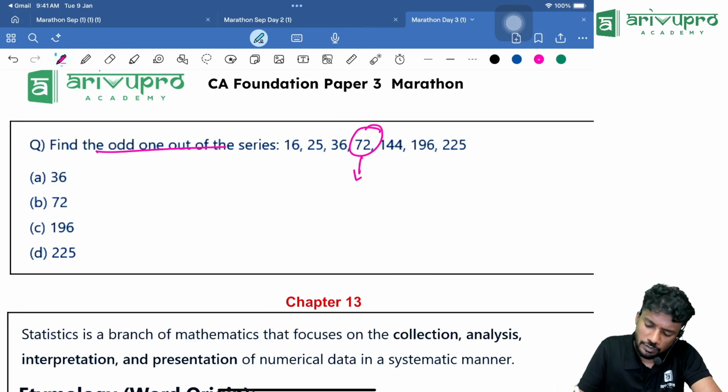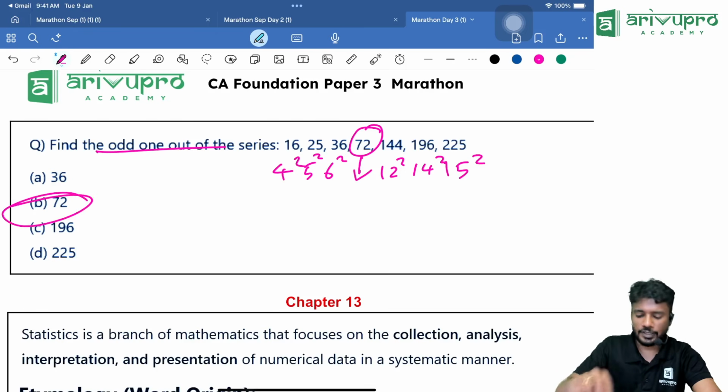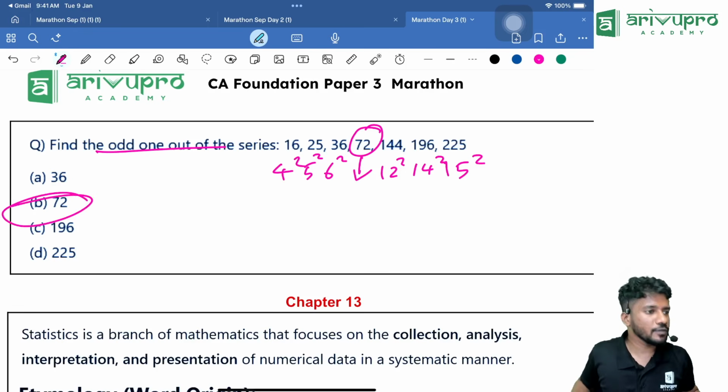Why 72? Yes, 15 square, 14 square, 12 square, 6 square, 5 square, 4 square. The answer is 72. That is your chapter 5. A 5 marks question can be there from that particular chapter.